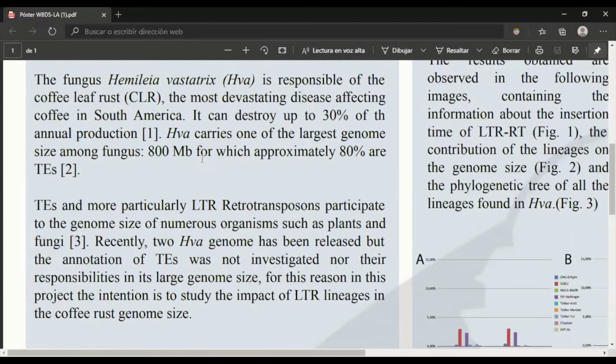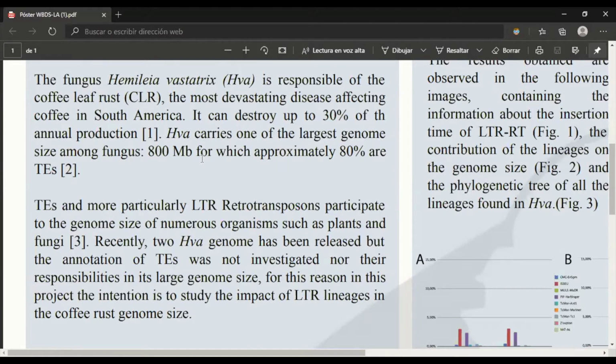In previous studies, it has been visualized that 80% of this genome is made up of transposable elements, which are mobile sequences in the DNA that cause changes in the genome. Specifically, the order of LTR retrotransposons present a significant contribution in the genome of organisms such as plants and fungi.